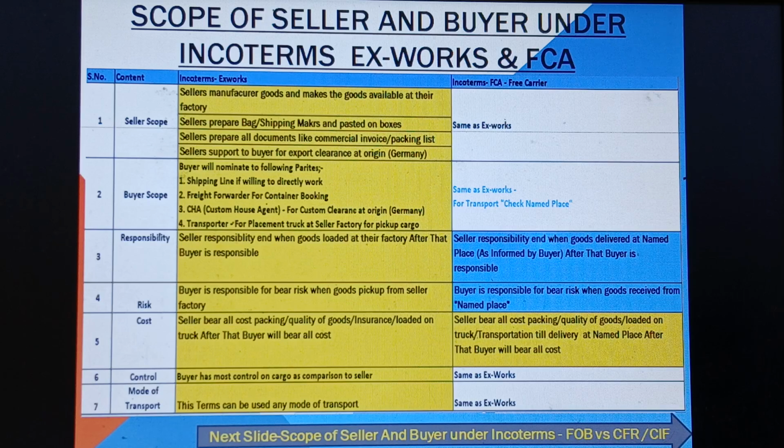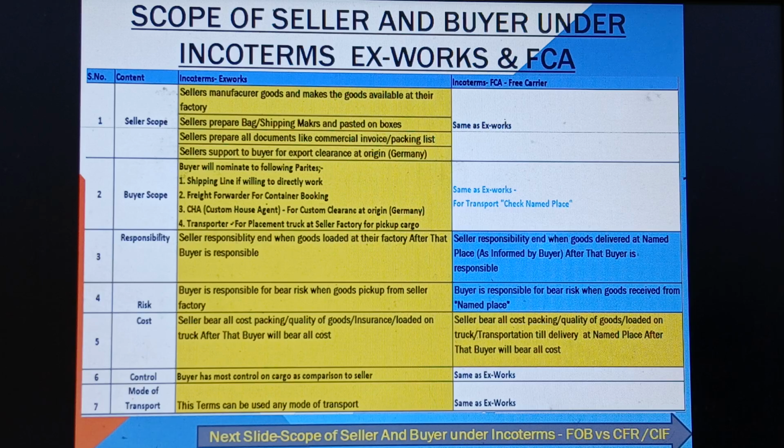Risk. Responsibility and cost are the most important factors in Incoterms, and they depend on your trade, in export and in import as well. So we are talking about import. Regarding risk, the buyer is responsible for bearing risk when goods are picked up from the seller's factory. Simple: once the goods are ready, the buyer picks up the goods, and now the risk is the buyer's responsibility.